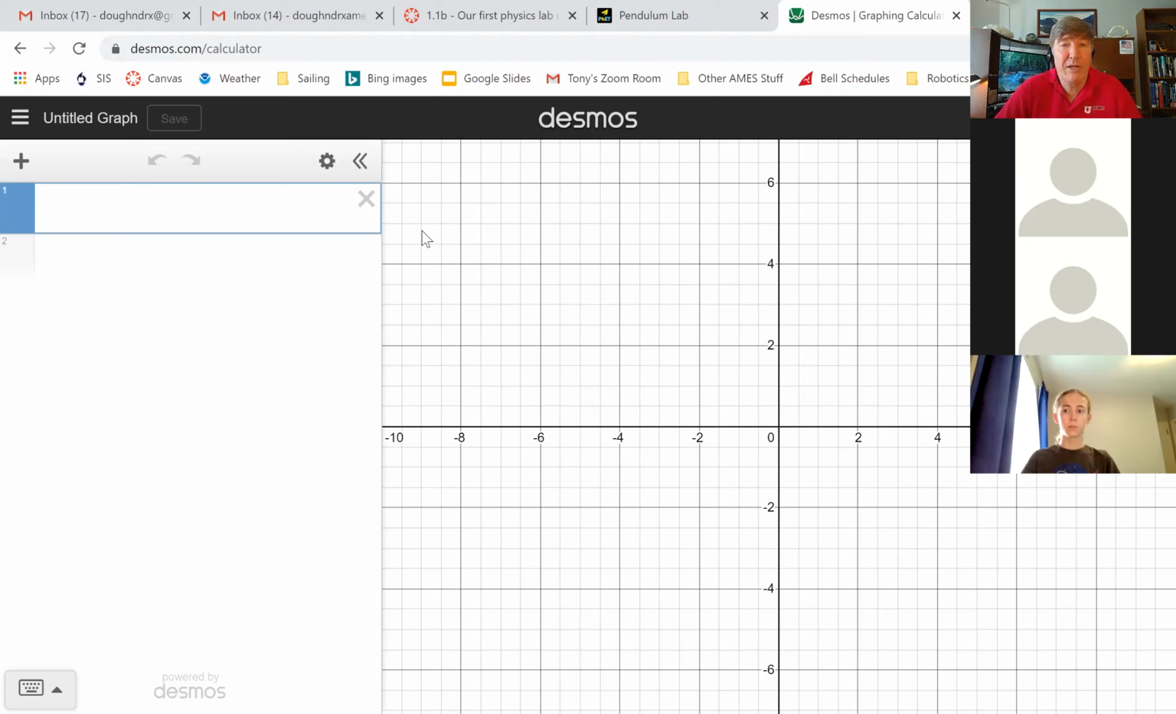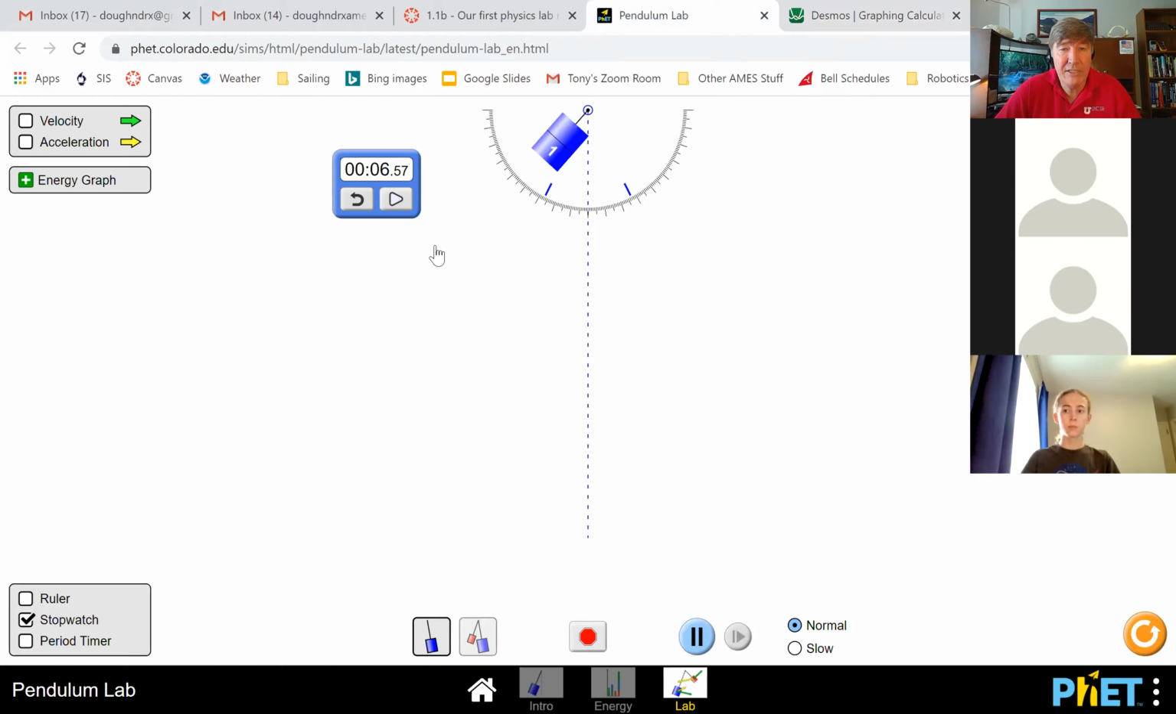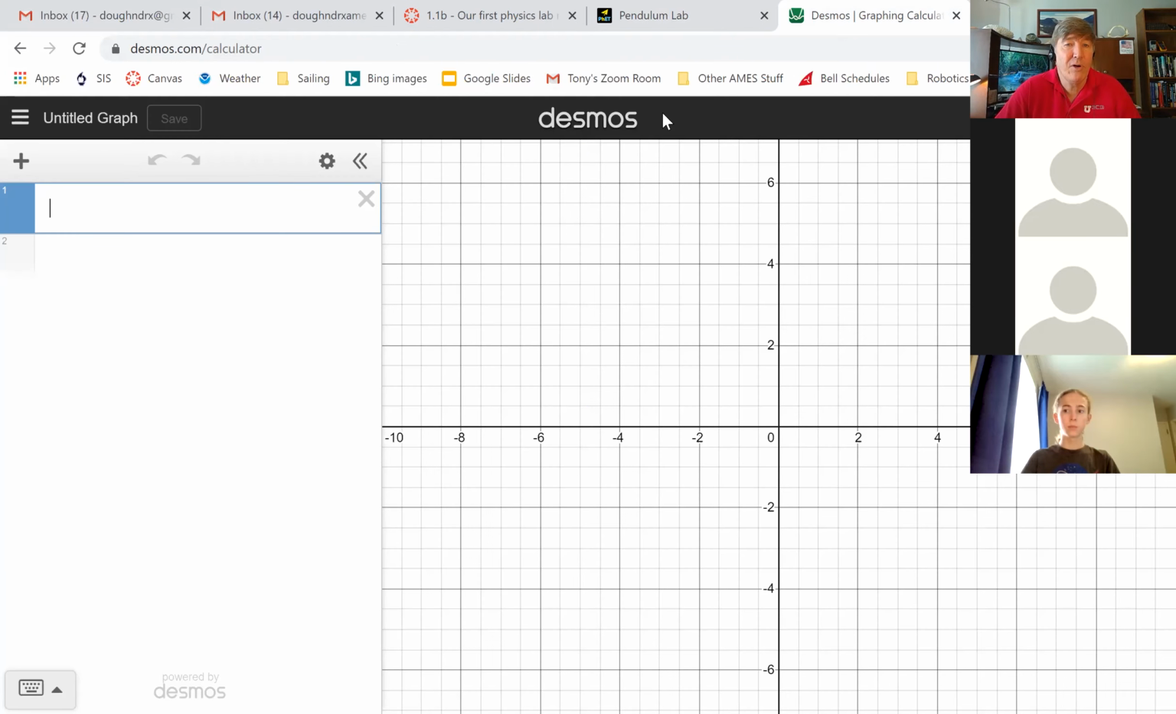I want to plot the data. I'm going to get a whole bunch of data from this experiment, and I want to plot the data points. So I'm going to click on the plus sign over here, and I want to enter a table. The default names are X1, Y1. We can change those if we want, but I like them, so I'm going to stick with them.